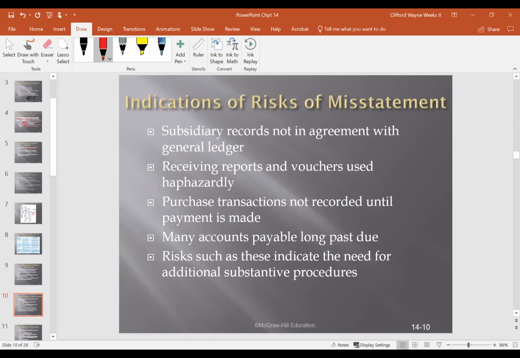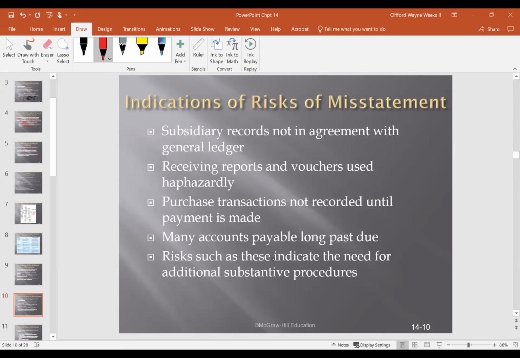And so, indications of risk of misstatement. What would identify that something is incorrect here? Well, the subsidiary records are not in agreement with the general ledger. So the accounts payable to Citibank does not agree, or the total of all our subsidiary ledgers does not agree with the general ledger numbers for accounts payable.